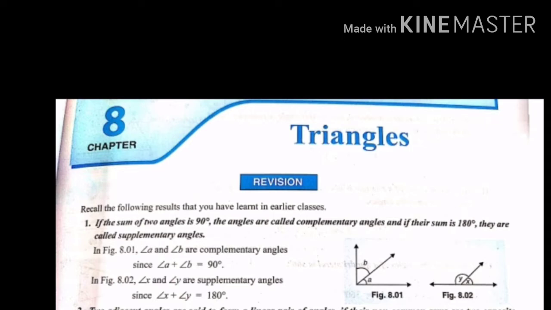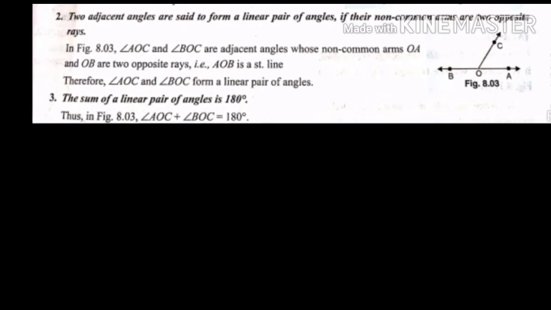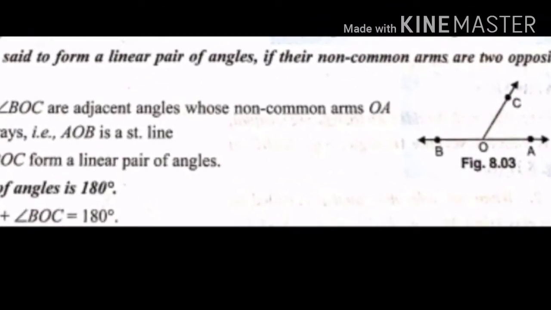Now some properties of triangles which we are going to study here, which is kind of revision. So you can see here, first property: if the sum of two angles is 90°, the angles are called complementary angles, and if their sum is 180°, they are called supplementary angles. I think students, this is very much known to you that if the sum of two angles is 90, then they are complementary, and if it is 180, then they are said to be supplementary.